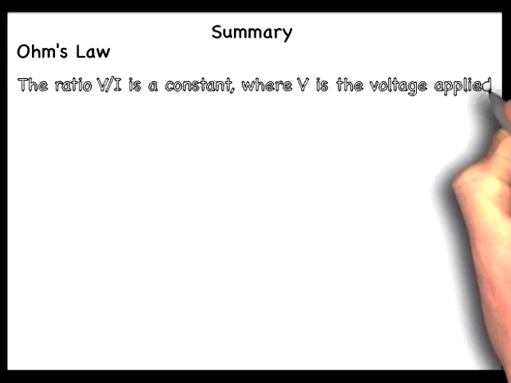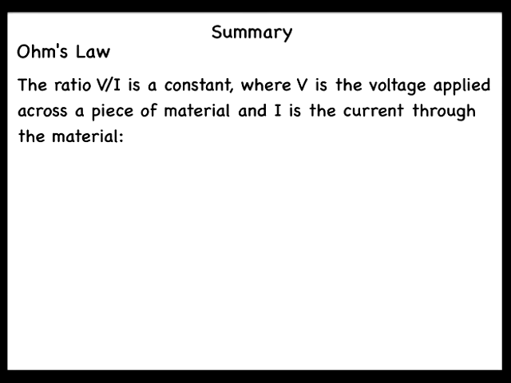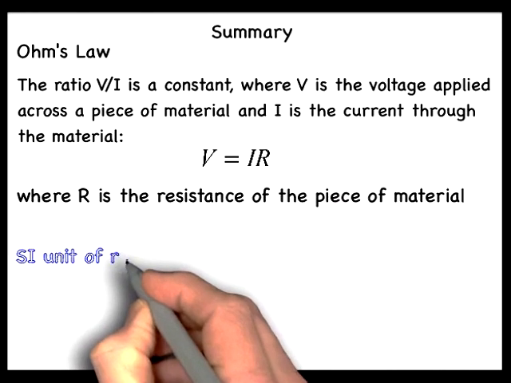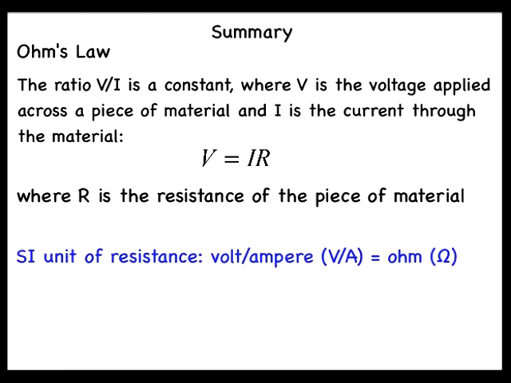In summary, Ohm's law is stated as follows. The ratio V divided by I is a constant, where V is the voltage applied across a piece of material, such as a wire, and I is the current through the material. This is expressed mathematically as V equals I times R, where R is the resistance of the piece of material. The SI unit of resistance is the volt per ampere, which is defined as the ohm and given the symbol omega.